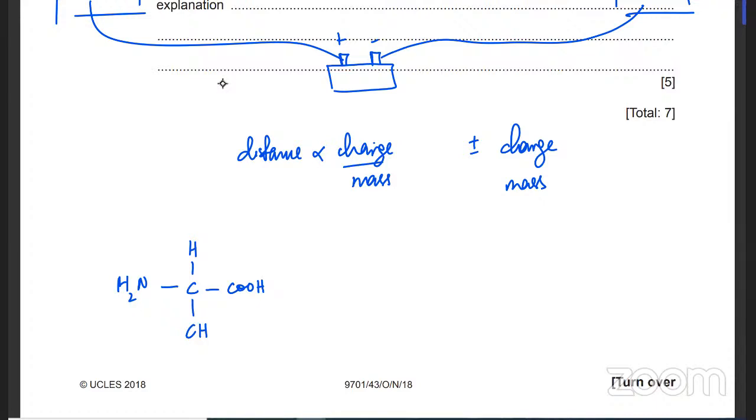So valine has two branches of CH3s. So this is valine. The only thing to remember is about the isoelectric point, because that is going to decide whether it's going to be a negative ion or a positive ion.